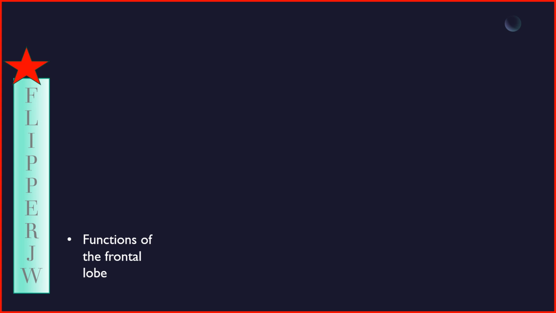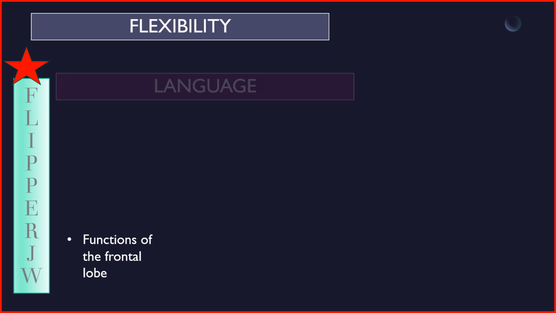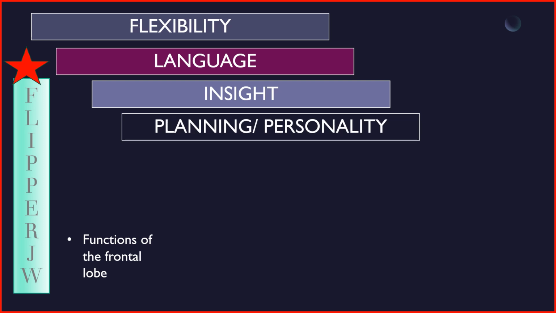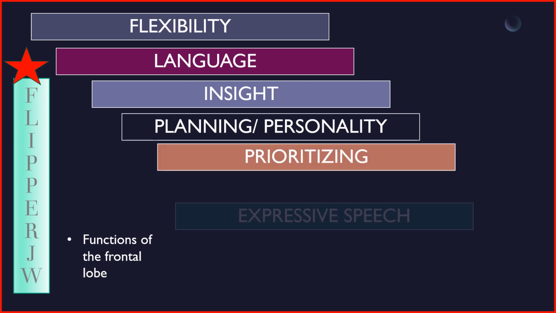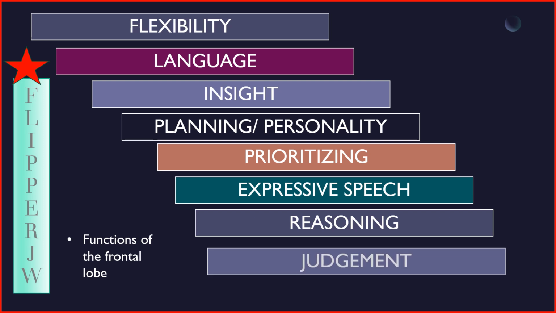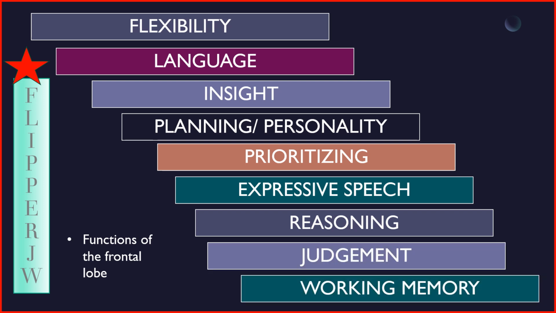Understanding frontal lobe function is as simple as Flipper JW: flexibility, language, insight, planning, prioritizing, expressive speech, reasoning, judgment, and working memory. These are the functions of the frontal lobe.